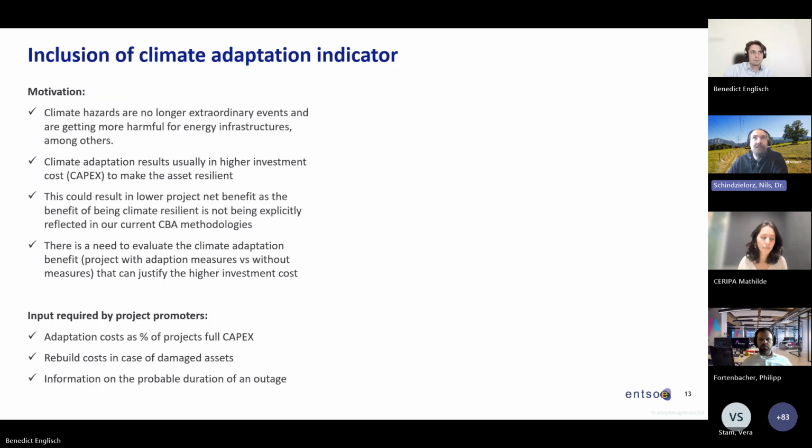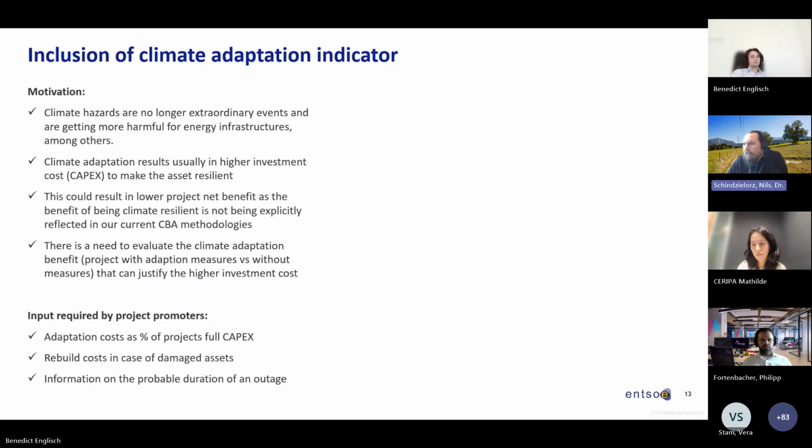And yeah, this is to be seen as kind of a problem, because there is a reasoning behind this increased capex, and it comes along with a benefit. And what we would like to do with this indicator here then is to give an overview or a comparison between with and without climate adaptation measures. So to have a feeling what would be the benefit of making the projects fit for possible future climate hazards. So therefore, we are going into this direction.